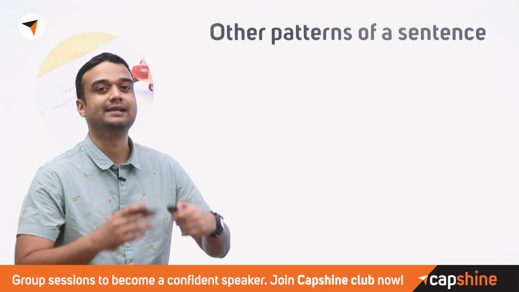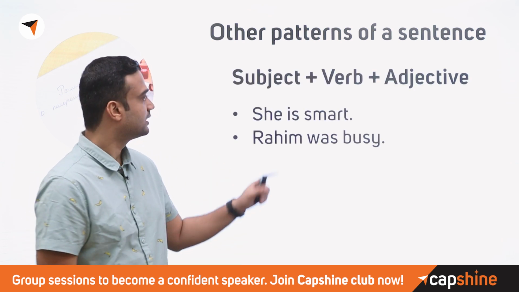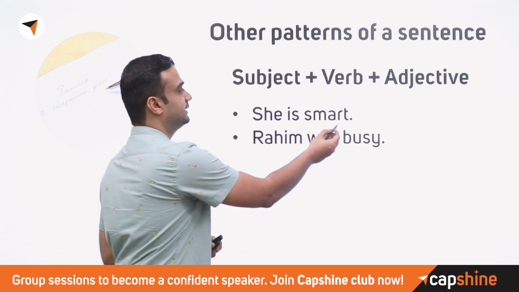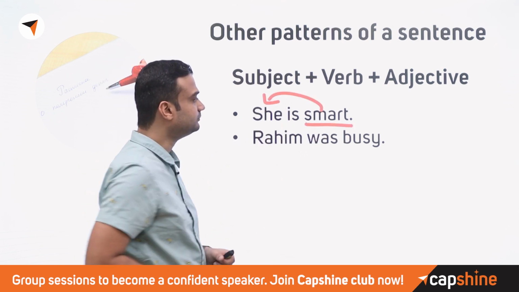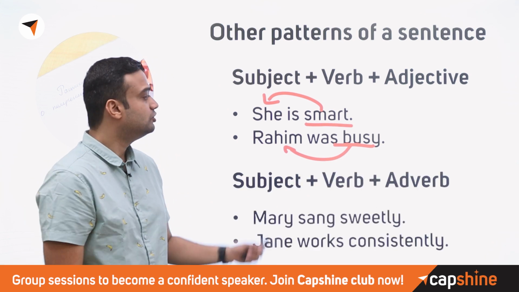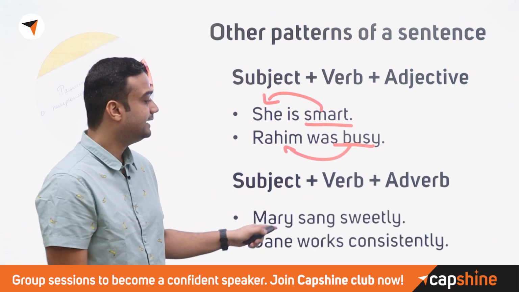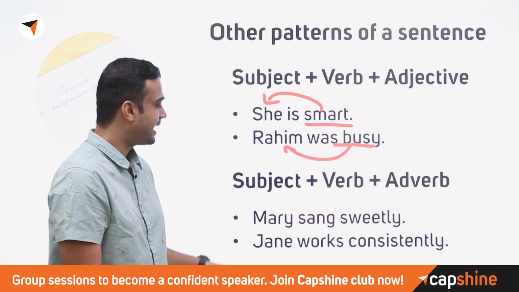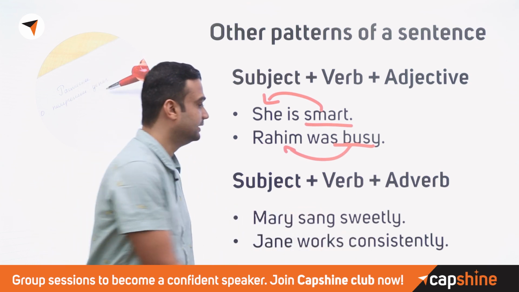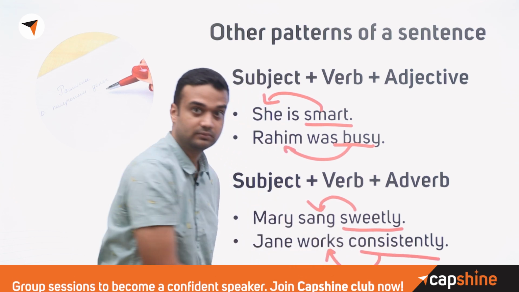You could also add a little bit of complication here. For example, you could add an adjective. She is smart. Tells me about who she is. And of course, Rahim was busy. Great. You could also bring in adverbs, subject, verb, and adverbs. Mary sang sweetly. And of course, Jane works consistently. Notice how these two talk about how the action was done.